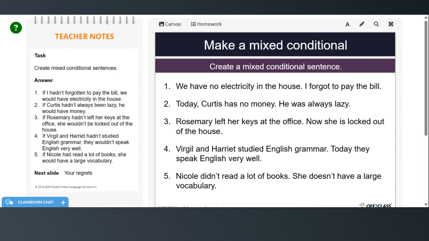If Rosemary hadn't left her keys at the office, she wouldn't be locked out of the house. If Virgil and Harriet hadn't studied English grammar, they wouldn't speak English very well. And if Nicole had read a lot of books, she would have a large vocabulary.